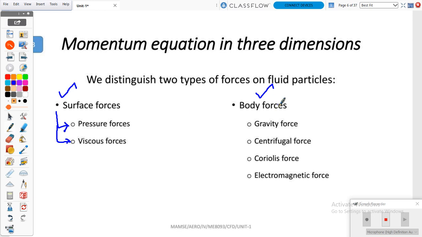And next is the body force. We apply these forces on the whole body of a fluid particle. The first one is the 9.81, that is the gravitational force we apply. Next is the centrifugal force, which appears when we start to rotate about an axis. Next is the Coriolis force, and next is the electromagnetic force.